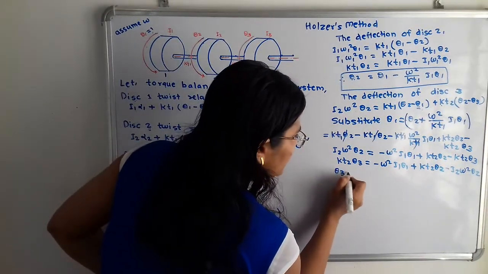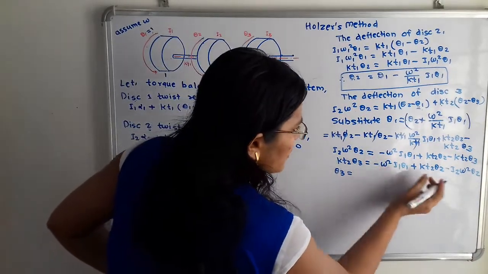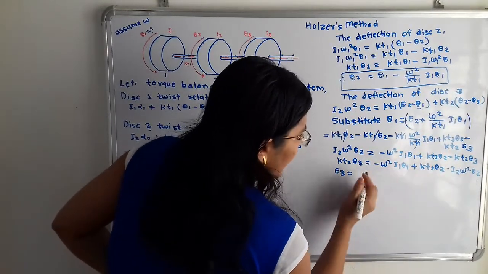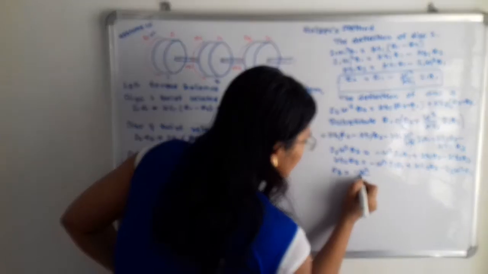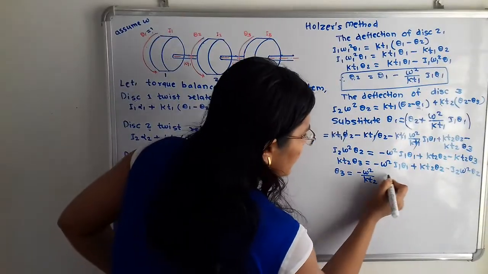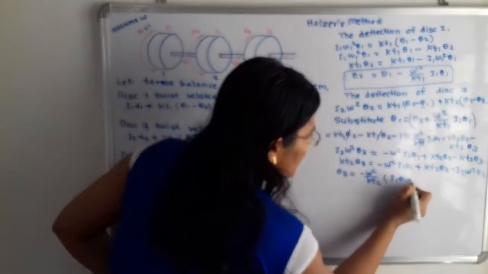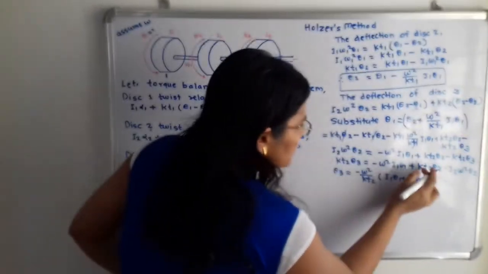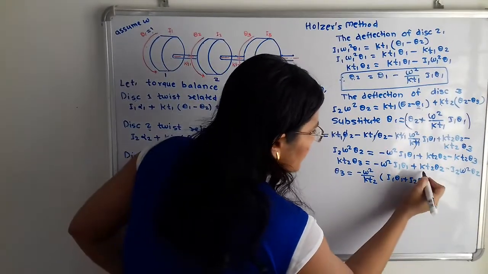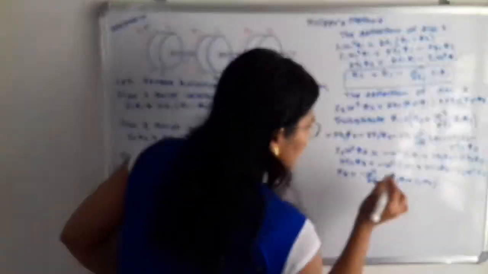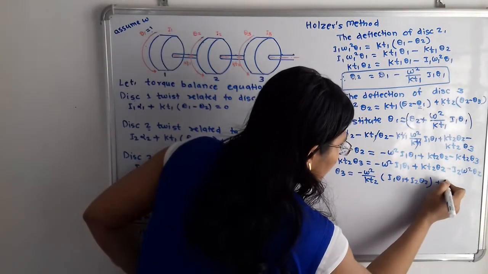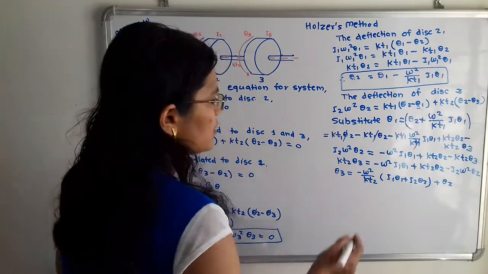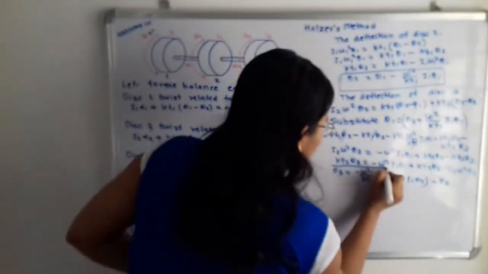So theta 3 is equal to, now if we observe, omega square is the common term, so we will take it outside the bracket, so minus omega square divided by kt2. Now what is remaining inside the bracket, that is I1 theta 1 plus I2 theta 2, and the remaining term, that is kt2 theta 2. If we transfer this kt2 to the denominator, kt2 and kt2 will get cancelled. Therefore the remaining term will be plus theta 2. So this is the formula. So I am making a bracket for this.